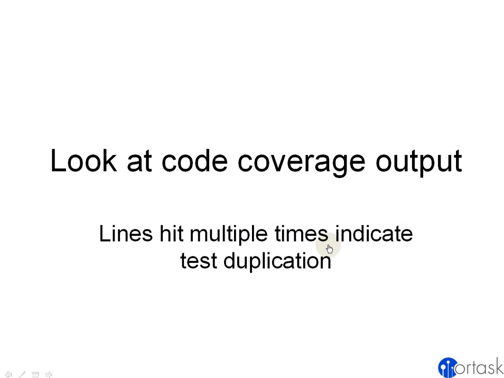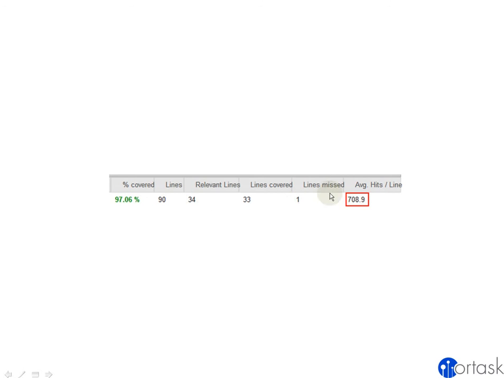So once you've established a common terminology, I recommend that you look at and use code coverage tools. Okay, so in particular, you want to look for lines that are hit multiple times. Take for example this snapshot of a Ruby code coverage tool called SimpleCov. In this particular class, it's 97.06% covered, but the average hits per line is excessively high, meaning that it's extremely likely that the test suite that is testing this class has a high amount of duplication, and you can start from there.